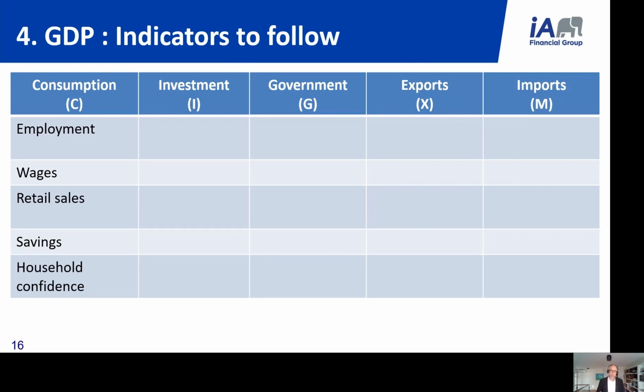First, employment is the most important one. More jobs means more wealth for households and more spending, more consumer spending. Wages, pretty much the same thing, more wealth effect. So that means more spending. Retail sales, we have data on that on a monthly basis to see where people are spending their money. Savings and household confidence, that gives you an idea of the future purchasing power and willingness to spend of households. So very important, two very important factors to look at.